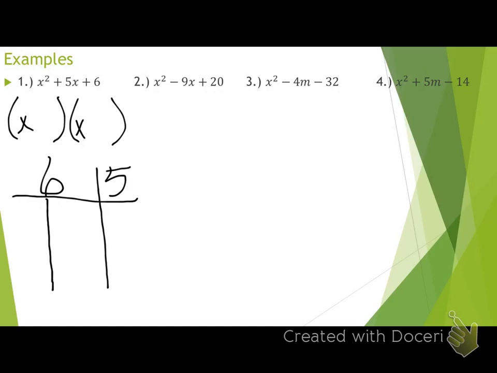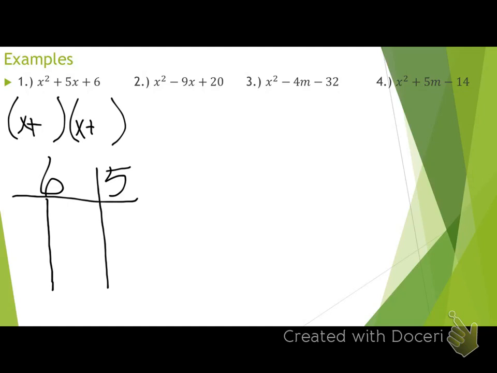What's step 3? What will our signs be? What are they going to be in this case? Positive. The sign in front of my C value is a plus, so I know both signs are going to be the same. The sign in front of my B value is a plus, so I know they're going to both be pluses, positives. Everyone see that so far? Everyone with me? What does step 4 tell me to do?